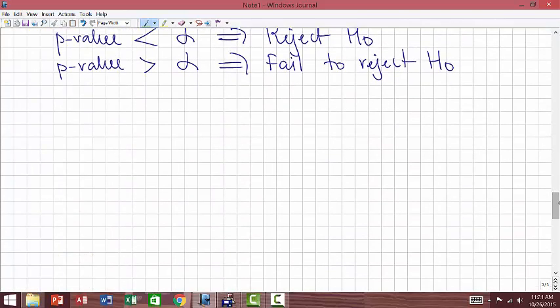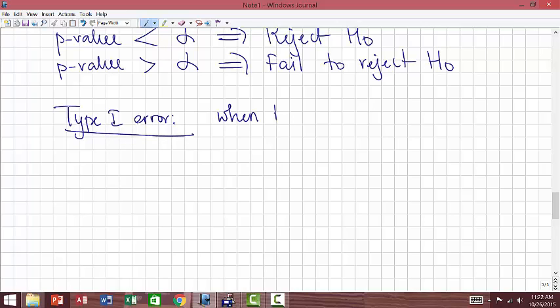And then the only other thing that I would like to discuss is types of errors. So type 1 error. When does this happen? When H naught was true, but we rejected it. So you would say, in reality, H naught was true, but we rejected it. Put it in the context of the problem. This is equivalent to sending an innocent person to prison.